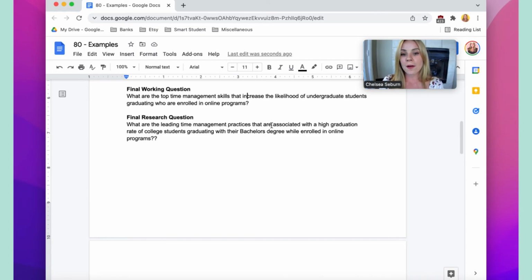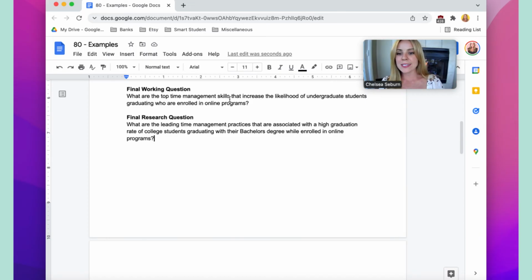And so after refining that, I might come up with something like this, that are associated with a high graduation rate of college students graduating. So as you can see, again, it's just more formalized. And then finally, same thing with their bachelor's degree who are enrolled in online programs. It's simply communicating the idea we had here, but making it definitive, making it that full, well-rounded researching question.